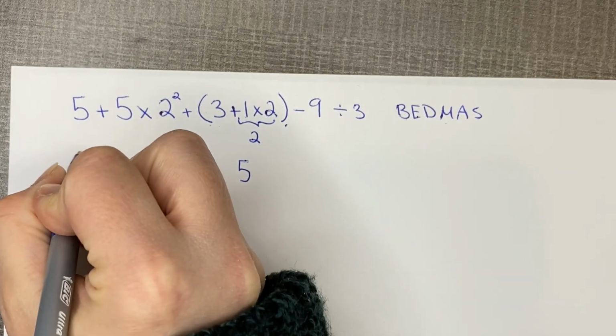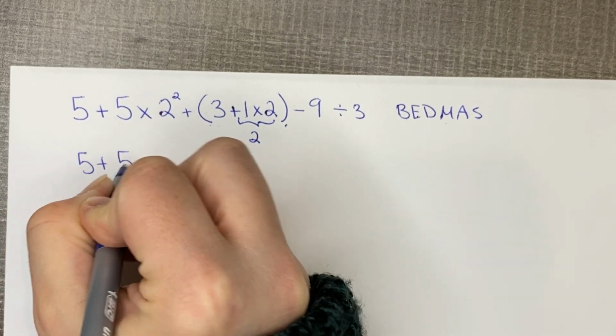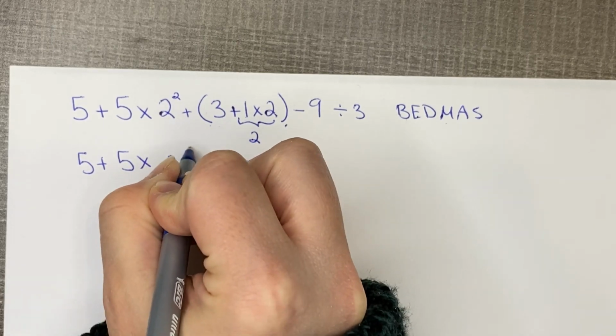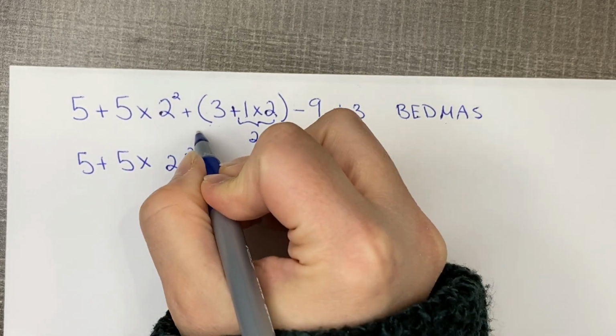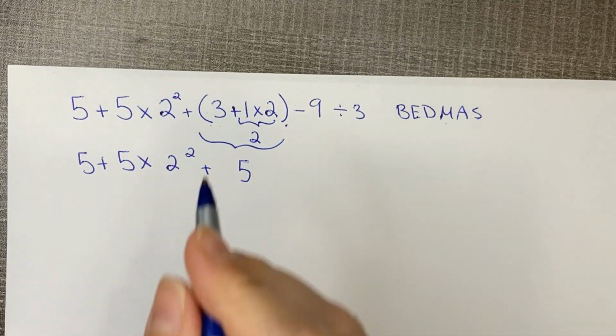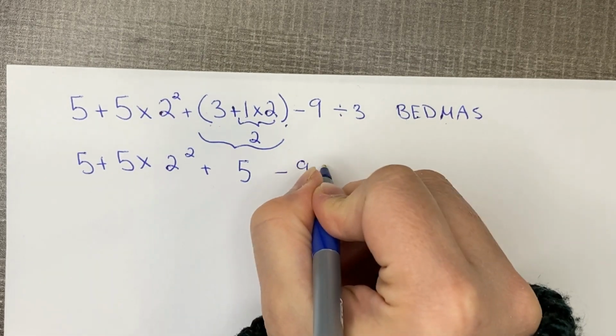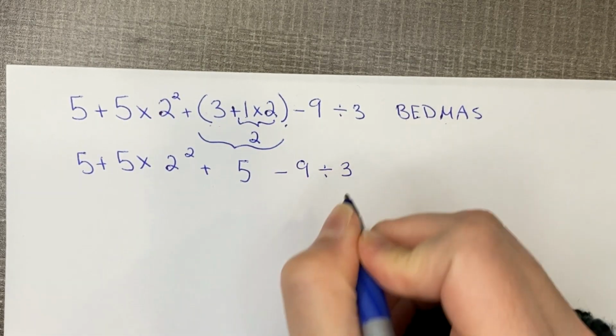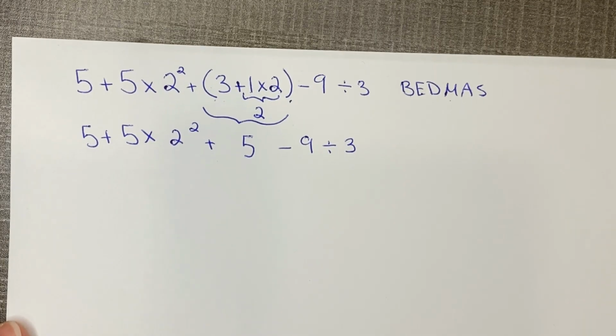I'm going to rewrite the equations just to make it easier to follow along. So now this has been replaced with a 5 because we solved what's in the brackets. Minus 9 divided by 3. And just for teaching purposes, I am going to rewrite the equations every time. But once this becomes easier, you won't have to do that.